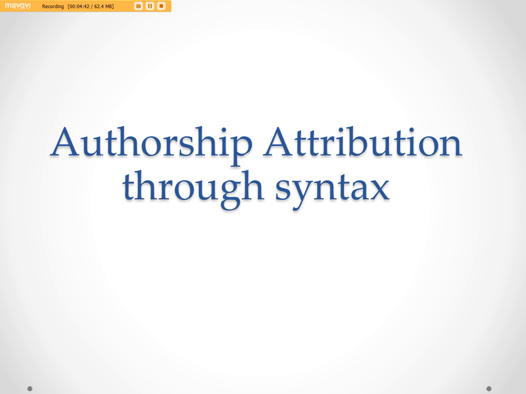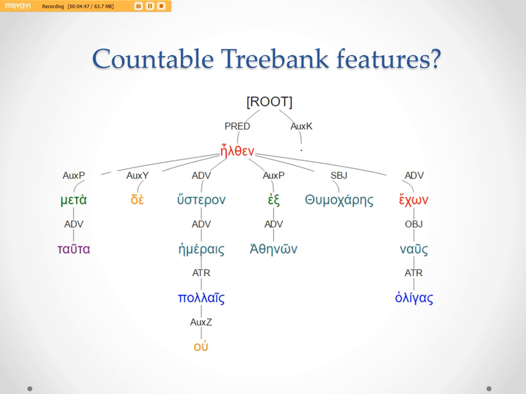So what do we count? Well, let's look at a visual representation of the structure of a sentence using one of the standard conventions of tree banking, a tree graph. And this sentence, you'll remember from the last video, is meta de tauta, after these things, hystron, hemenas, polaisu. Of course, that's not the right word order, but that's how it's structured here. Not many days later, from Athens, came Thumokares, having a few ships. Now, what do we count here? It's a nice representation of the structure, which is why we lay it out this way, but it isn't obvious how to make a count of this. But perhaps that's just a mere contingency of the way the data is displayed.